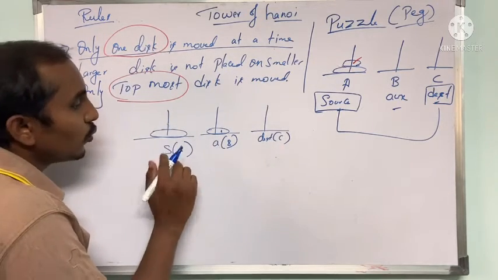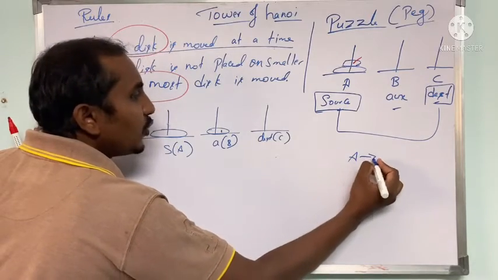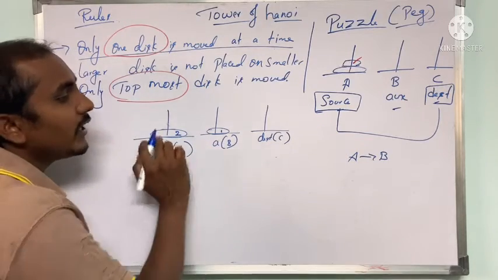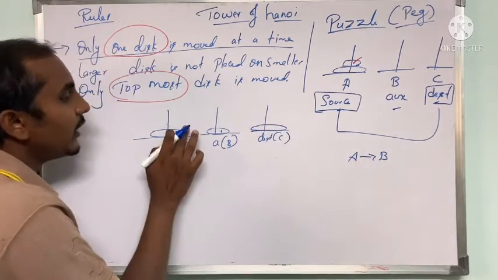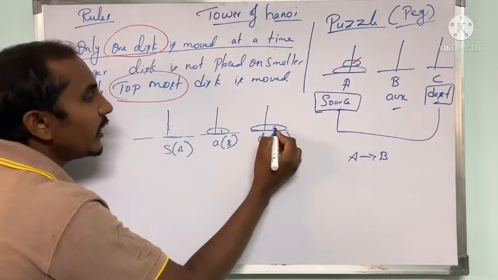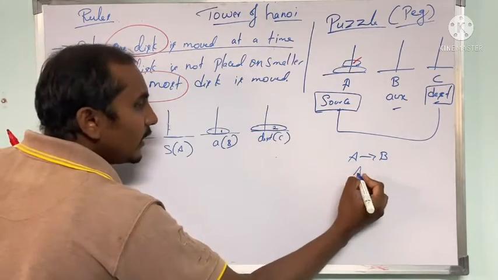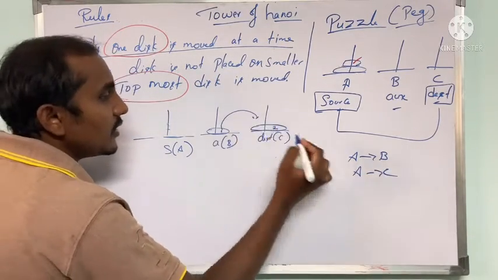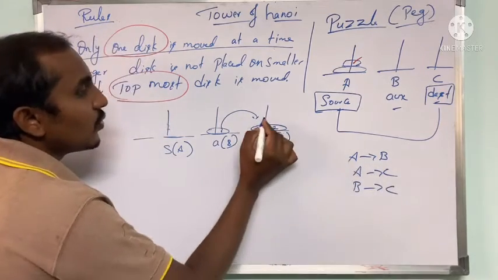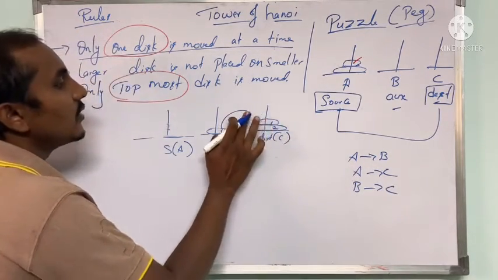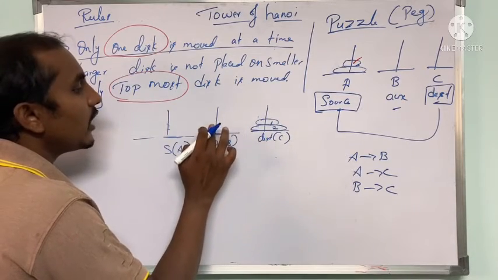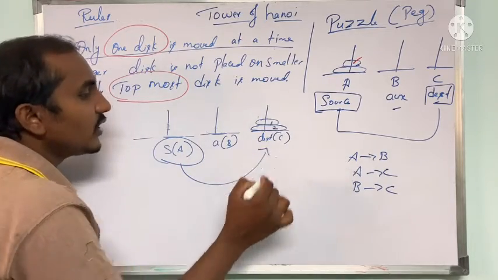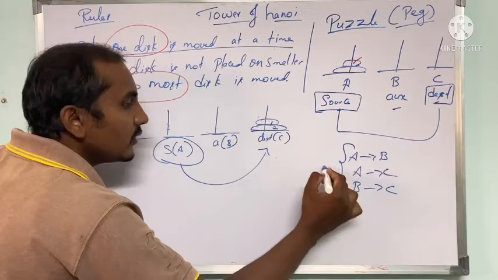So the first move is from A to B. The next move is that I am going to move disk 2 from A to C, so disk 2 will be moved to its destination. That is the second move. The third move is from B to C, so the disk from B will be moved to C. We have moved those two disks from source to destination in 3 moves.